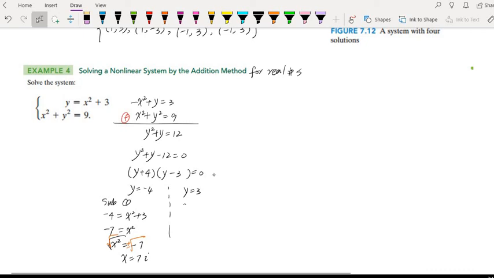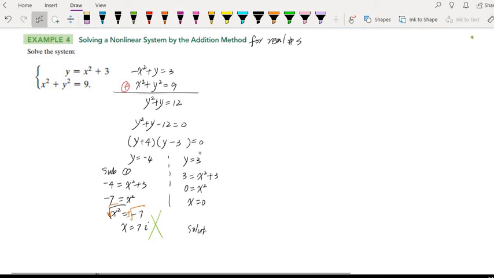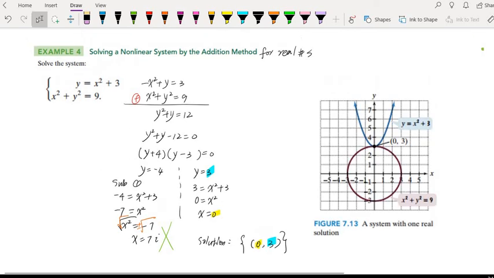When y equals 3, we're going to have 3 equal to x squared plus 3, so x squared equals 0. Then we're going to have x equals 0. Because we only want a real solution, I'm going to write my solution: x in this case is 0 and y is 3. So that is my only real solution. Here we have the graph on the right hand side. We have a quadratic, which is the first equation. We also have the circle, which is the second equation.